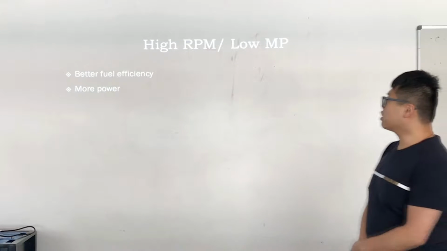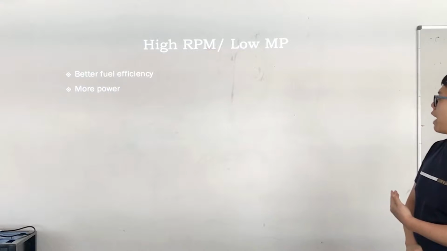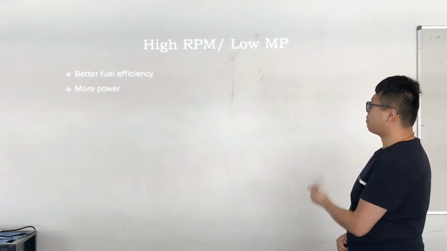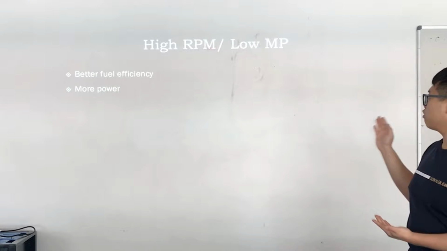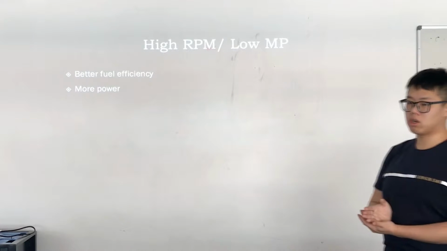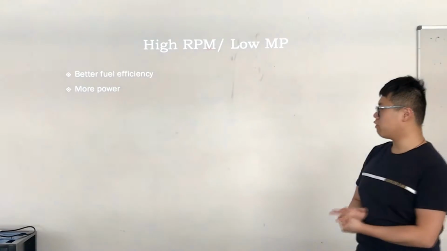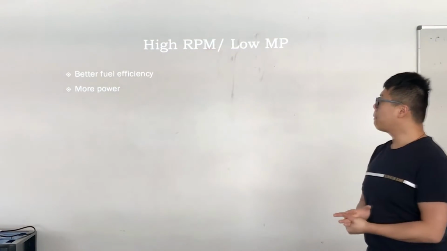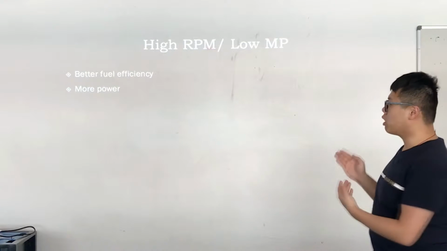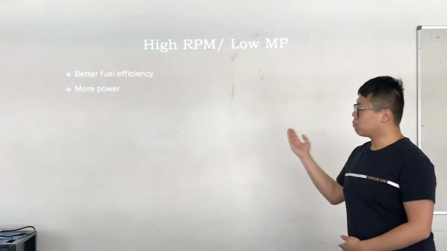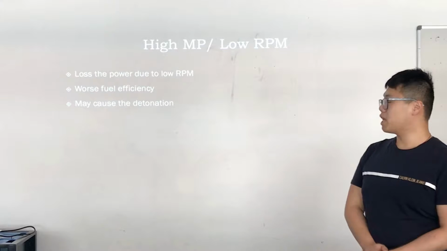Next, let's talk about high RPM and low manifold pressure. If a pilot sets a higher RPM, they will have a low manifold pressure. Because of the low manifold pressure, they will have a low engine output. That means they will have better fuel efficiency, but because of the higher RPM, they will produce more power for the aircraft.